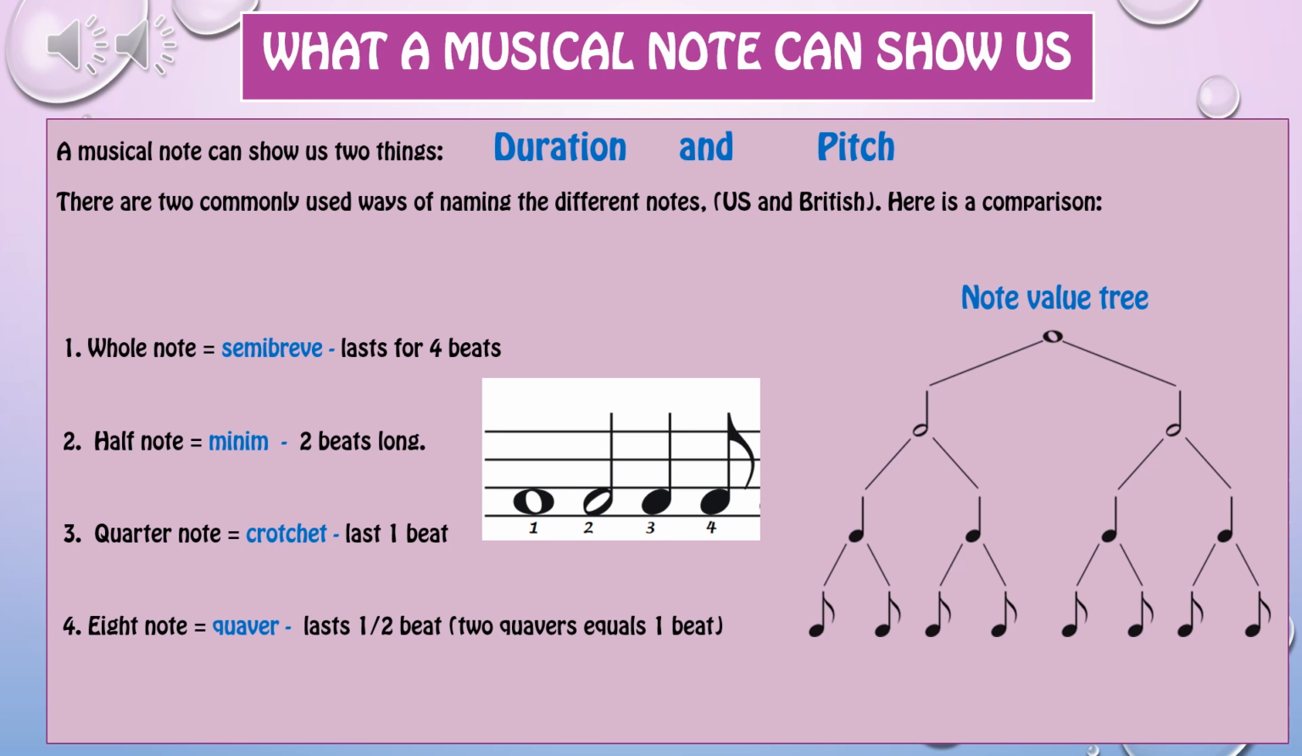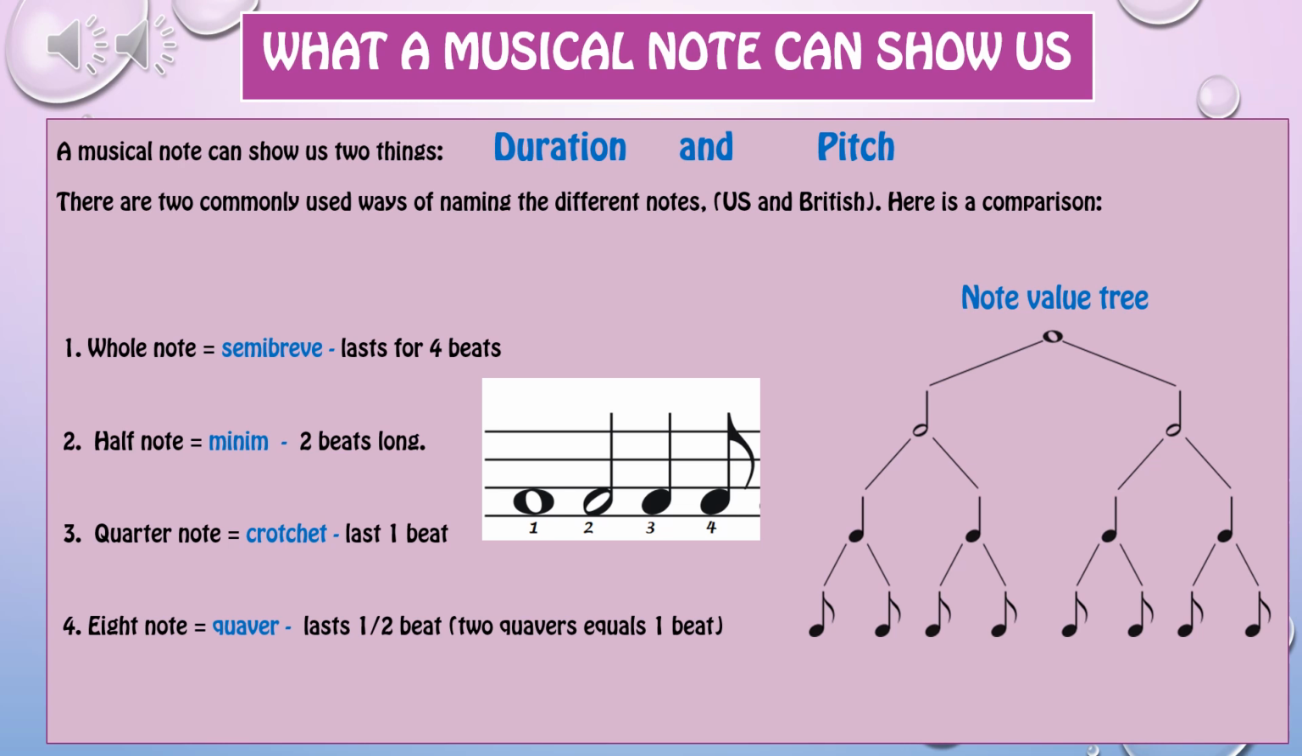Let's remember together what a musical note can show us. A musical note can show us two things, duration and pitch. The duration, or how long or short the note is, is also called note value. Pitch: when placed on a music staff, the note also shows the pitch, which means how high or how low a note is.